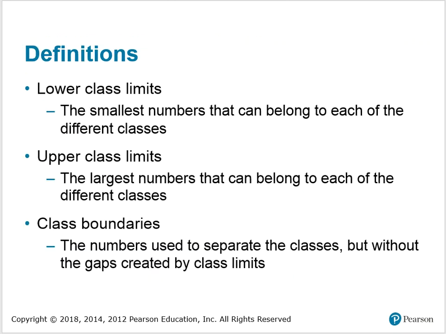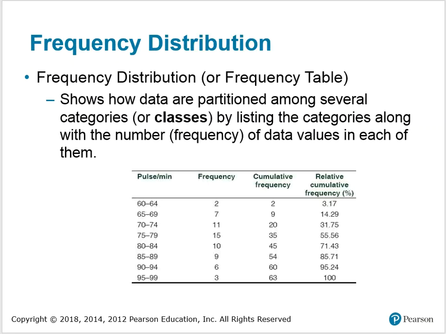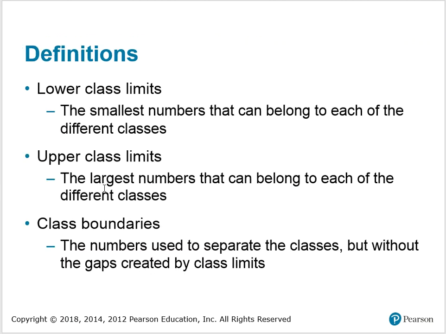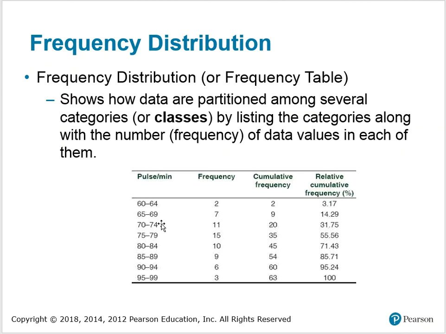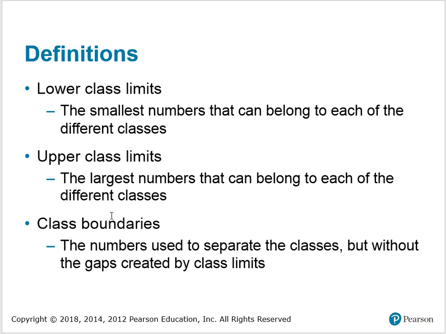So let's go ahead and look at some of the definitions, and then we'll get started on making one ourselves. So some of the things that we need to know. First, the first group of numbers that we see as we go down the first column is the lower class limits. They are the smaller numbers that you can see in each of the classes. So for instance, the 60, the 65, 70, 75, 80, 85, and so on, those are the lower class limits. The upper class limits, the larger numbers that belong to the different classes, so those are the 64, 69, 74, 79, and so on. And then we have class boundaries.